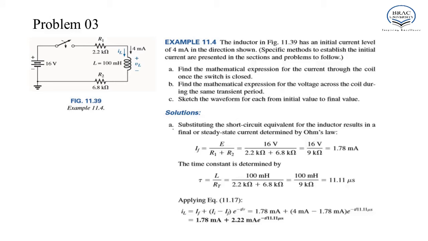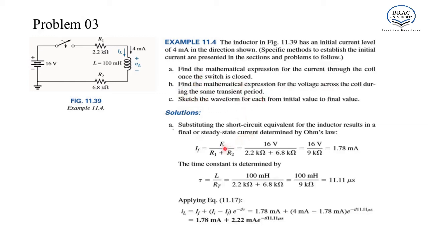Example 3. The inductor in figure 11.39 has an initial current level of 4 milliampere in the direction shown. So we need to find the mathematical expression for the current through the coil once the switch is closed. Then we have to find the mathematical expression for the voltage across the coil during the transient period. And then we have to sketch the waveform.